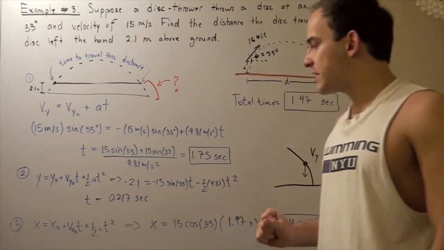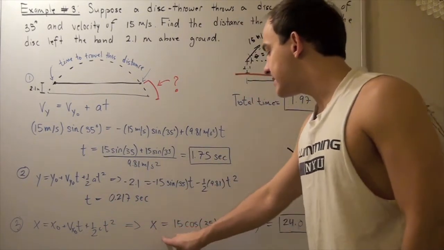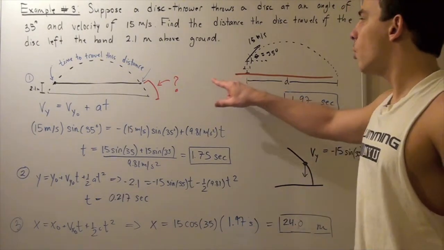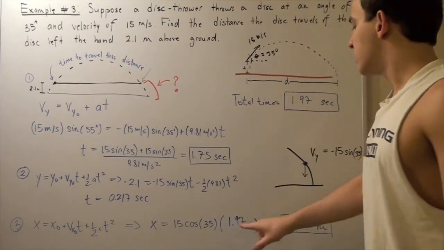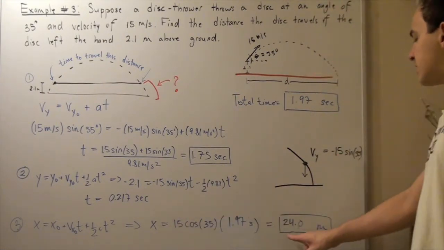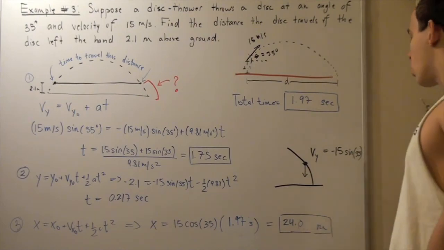So this term crosses out, and we simply get x equals 15 cosine 35 times the time it takes our ball to travel this entire distance, which is 1.97 seconds. Multiply these out, and we get approximately 24 meters.